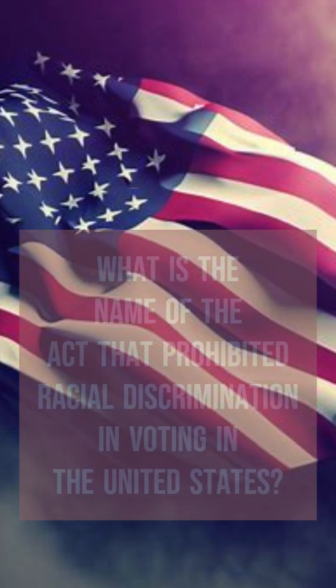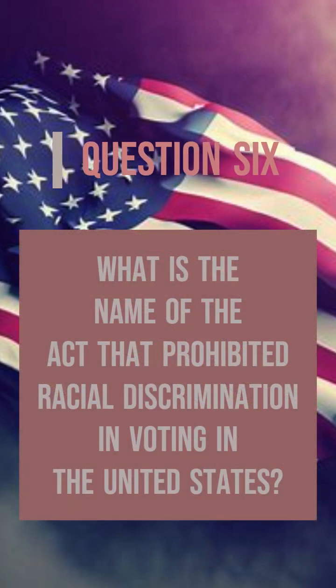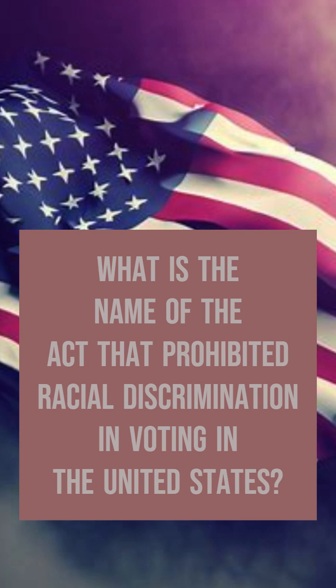What is the name of the act that prohibited racial discrimination in voting in the United States? The act that prohibited racial discrimination in voting in the United States is called the Voting Rights Act of 1965. The Voting Rights Act was signed into law on August 6, 1965, by President Lyndon B. Johnson.